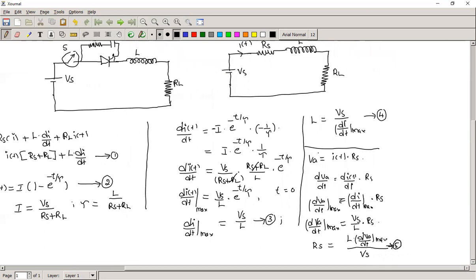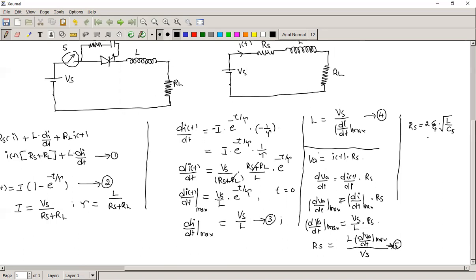How are we going to find the capacitor? There is a relation between the inductance and capacitance: RS equals 2 zeta into root L by C. This is a very important relation that we have to remember for studying this type of circuit. Finally, it gives the relation between the snubber resistance, the di by dt inductor, and the snubber capacitor CS. Zeta is nothing but the damping factor.